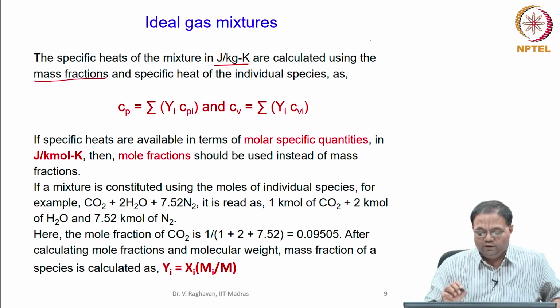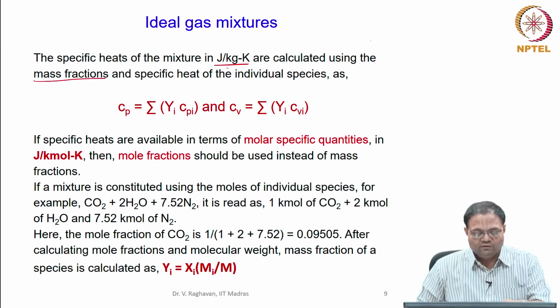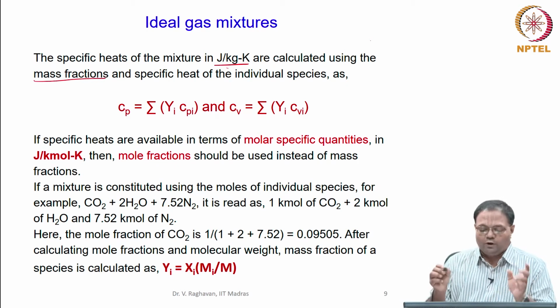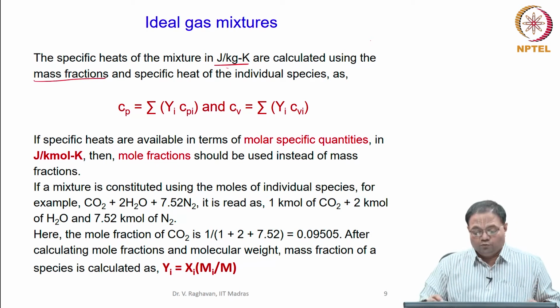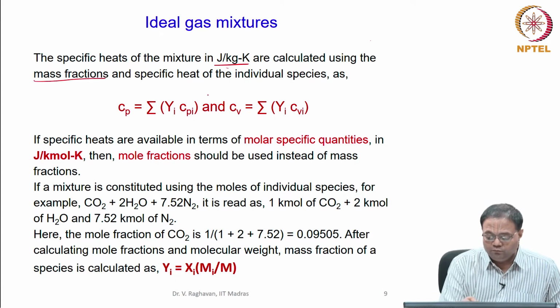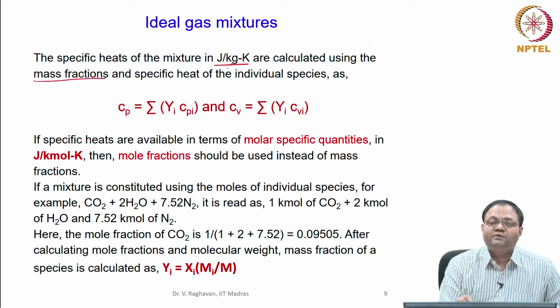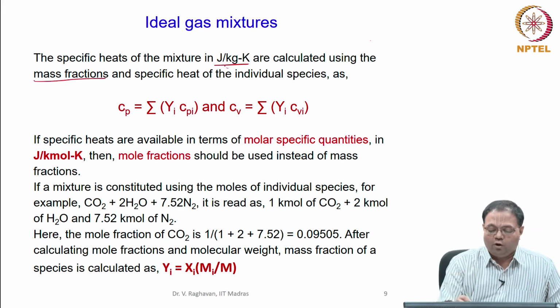Correct? Similarly, Cv, you can do this. Or if you find the Cp of the mixture, then R is known. So Cp minus Cv equal to R, you can use that to find Cv and so on. This is done using mass fractions because I want a quantity which is mass specific, per kg.